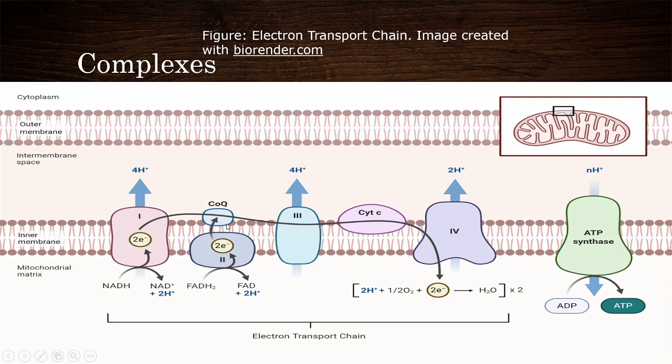Here is coenzyme Q, and this is complex 1, also known as NADH dehydrogenase. Complex 2 is known as succinate dehydrogenase. And complex 3 is also known as cytochrome B. And complex 4 is also known as cytochrome A.